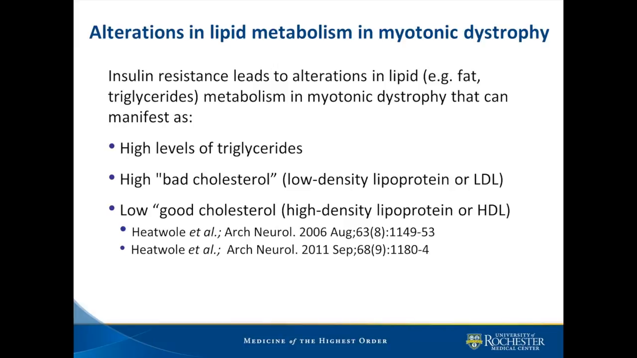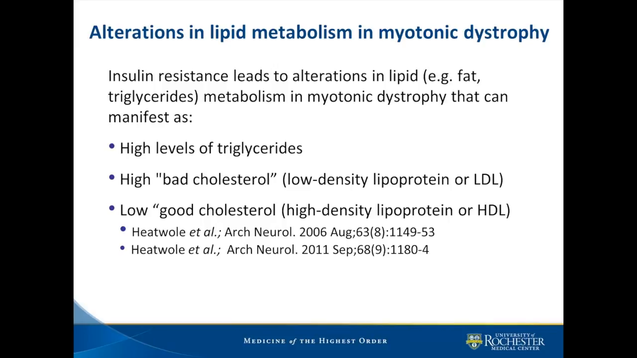Your triglycerides would be elevated, and then there's an elevation of so-called bad cholesterol, the low-density lipoprotein that carries cholesterol, and the good cholesterol is low. So you have high bad cholesterol, that's the LDL, and you have low good cholesterol, the high-density lipoprotein, and those are very common early features of insulin resistance.